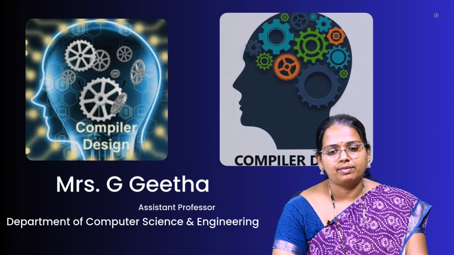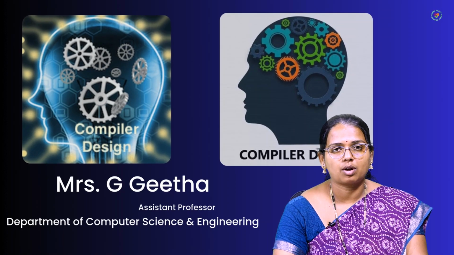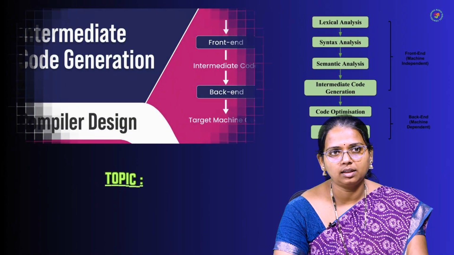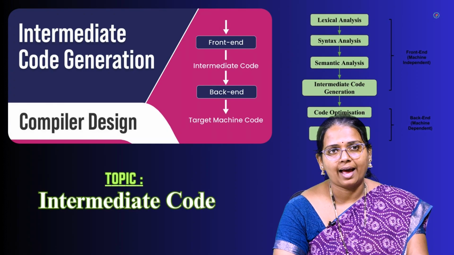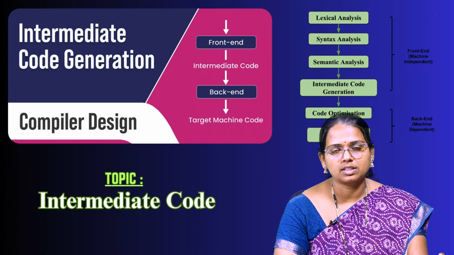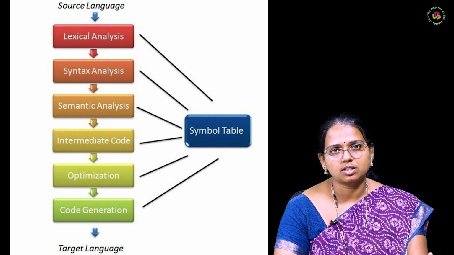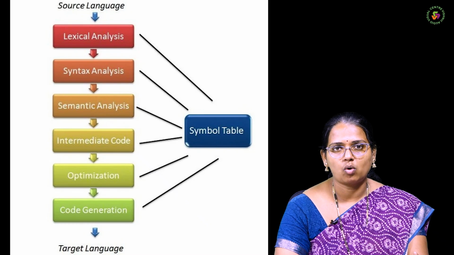Hi friends, today we'll discuss unit 4 of our compiler design course, that is intermediate code. See here, in compiler design we have 6 phases. First phase is lexical analyzer, second phase is syntax analyzer, third phase is semantic analyzer. Next, code optimization and code generation.